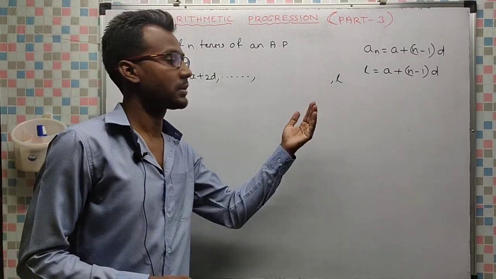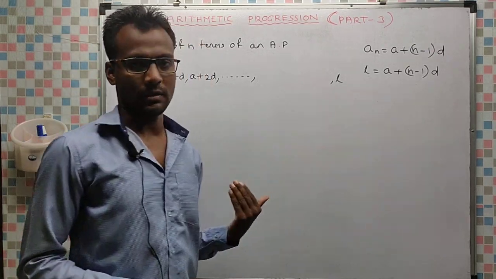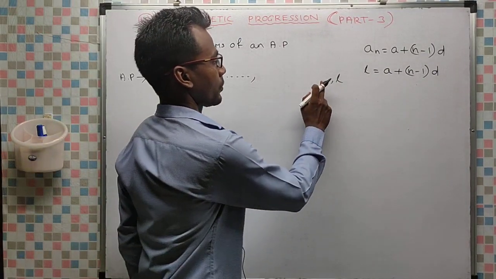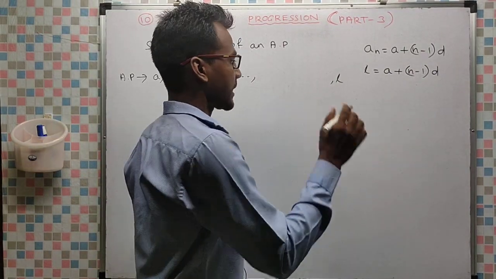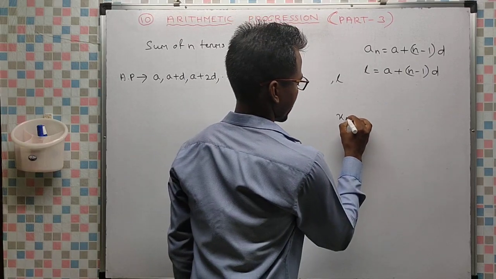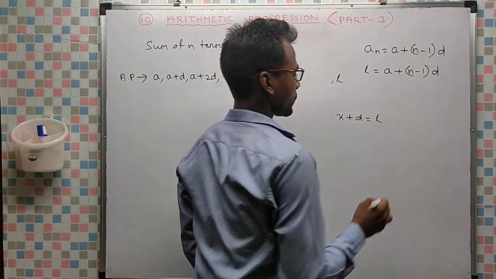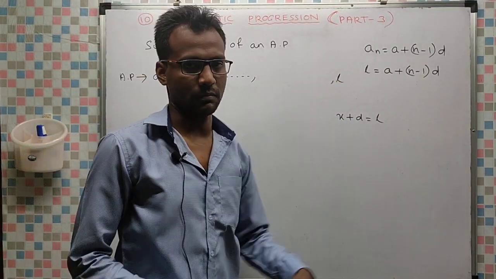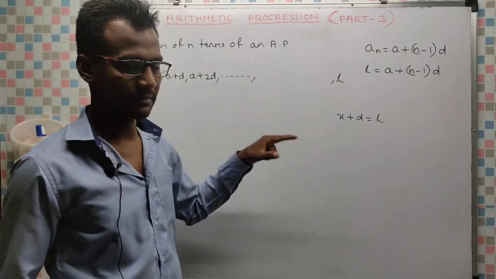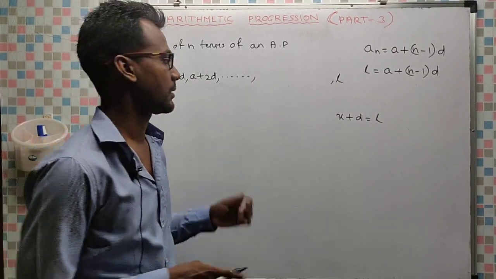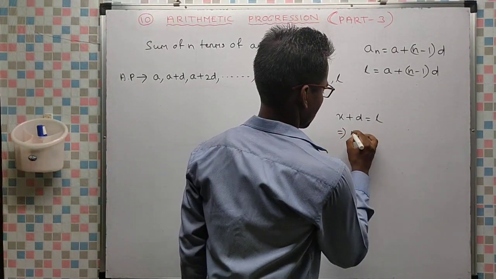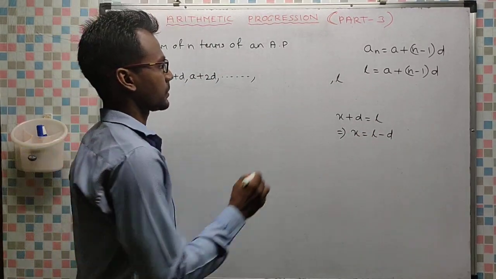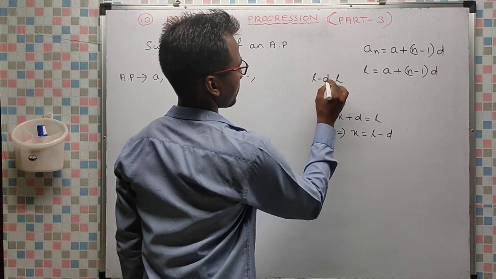Now let's find the term previous to L. I don't know what is its value. Suppose it is x. Then x plus d should give you L, because any term plus common difference will give you the next term. So x is equal to L minus d. So this term is L minus d.